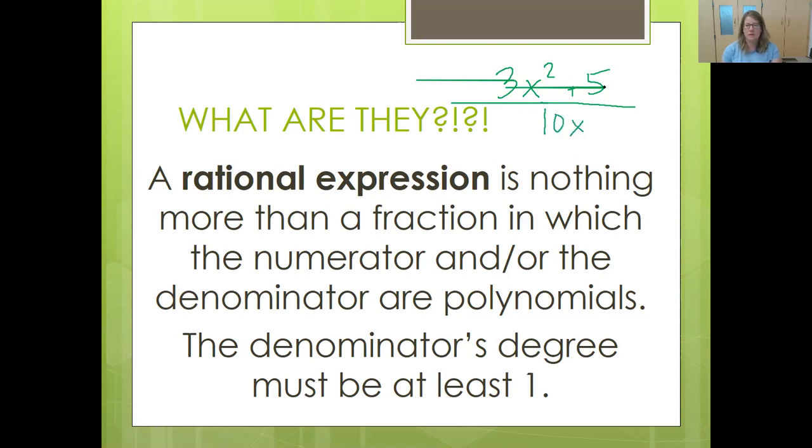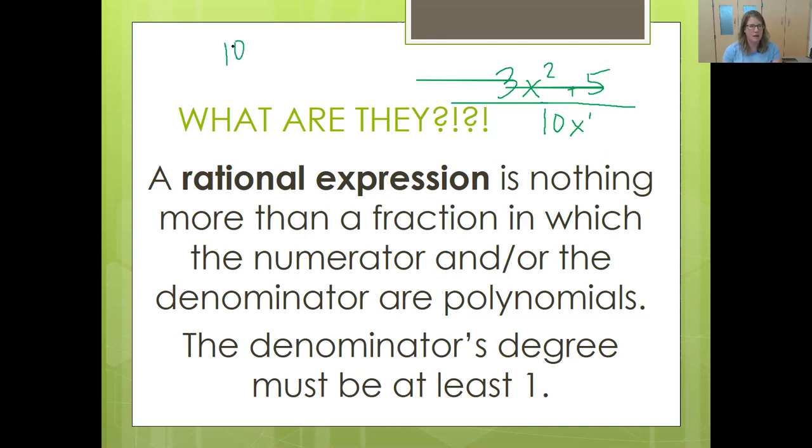Okay, so 3x squared plus 5, that's a polynomial because my exponent is a positive whole number. This one is a monomial that doesn't have a variable. They're combined through addition. So that is a polynomial. On the bottom, I have a polynomial, 10x. It says that the degree must be at least 1, which means I must have at least one x on the bottom. Remember, that would be x to the first degree if I don't see it. It doesn't have to be 1. It can be something bigger.